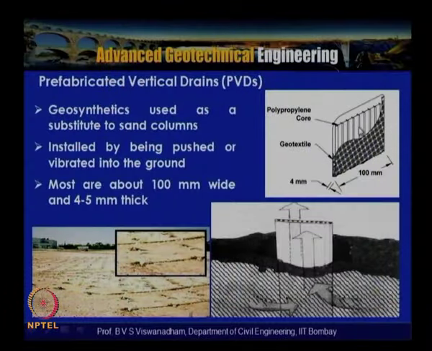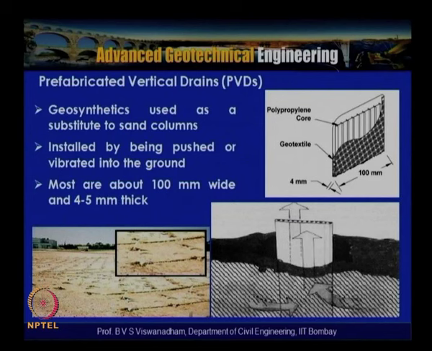These have dimensions of approximately 100 mm by 4 mm. There are several designs available, and the thickness is about 4 mm. This is the core, which facilitates the water, and this is the geotextile, which is non-woven in nature. The pore size of the geotextile must be such that only water enters the drainage channels or the polypropylene core channel, and the clay is retained at the boundary itself. Suppose the geotextile selected does not have adequate pore size control and the pores are large, the clay can enter and the drain channels will get blocked. Then the efficiency of the drains is affected, and subsequently the consolidation is affected.